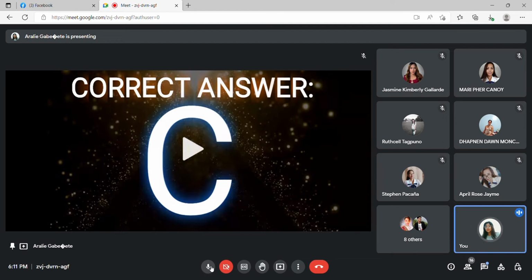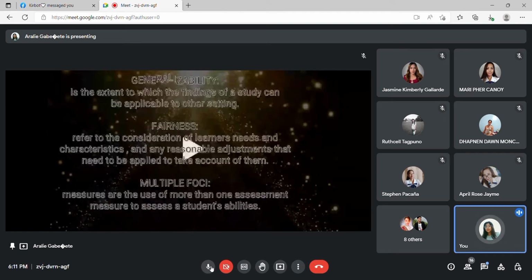So let's talk first about generalizability. It is the extent to which the findings of a study can be applicable to other settings. It is the ability to use skills that a student has learned in new and different environments.